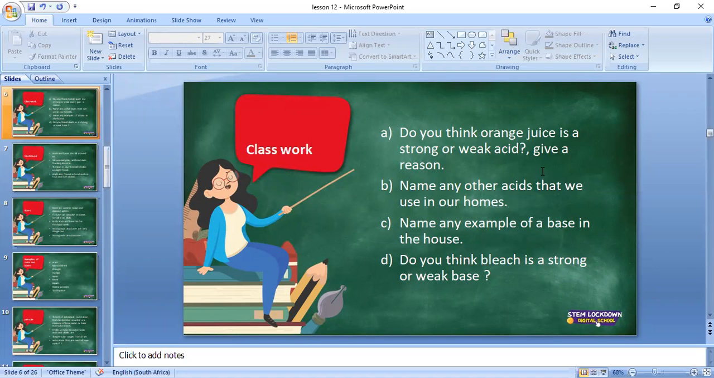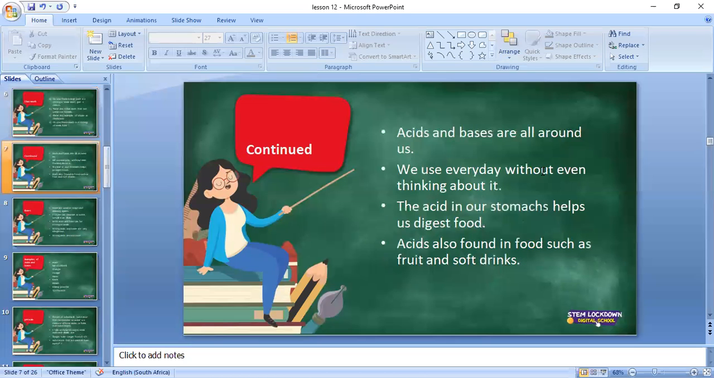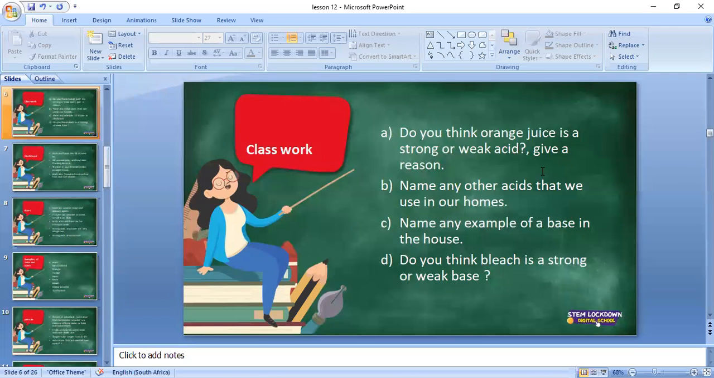I've already given you that answer, if you can read, you'll see for D. So do you think bleach is a strong or a weak base? Name any example of a base in the house. Name other acids that we use in our house. Do you think orange juice is a strong or a weak acid? Give a reason. Do we have any answers? Another question: acids and bases are all around us. Oh, okay, no. Let us answer the classwork first. Grade 9, do you think orange juice is a strong or a weak acid?